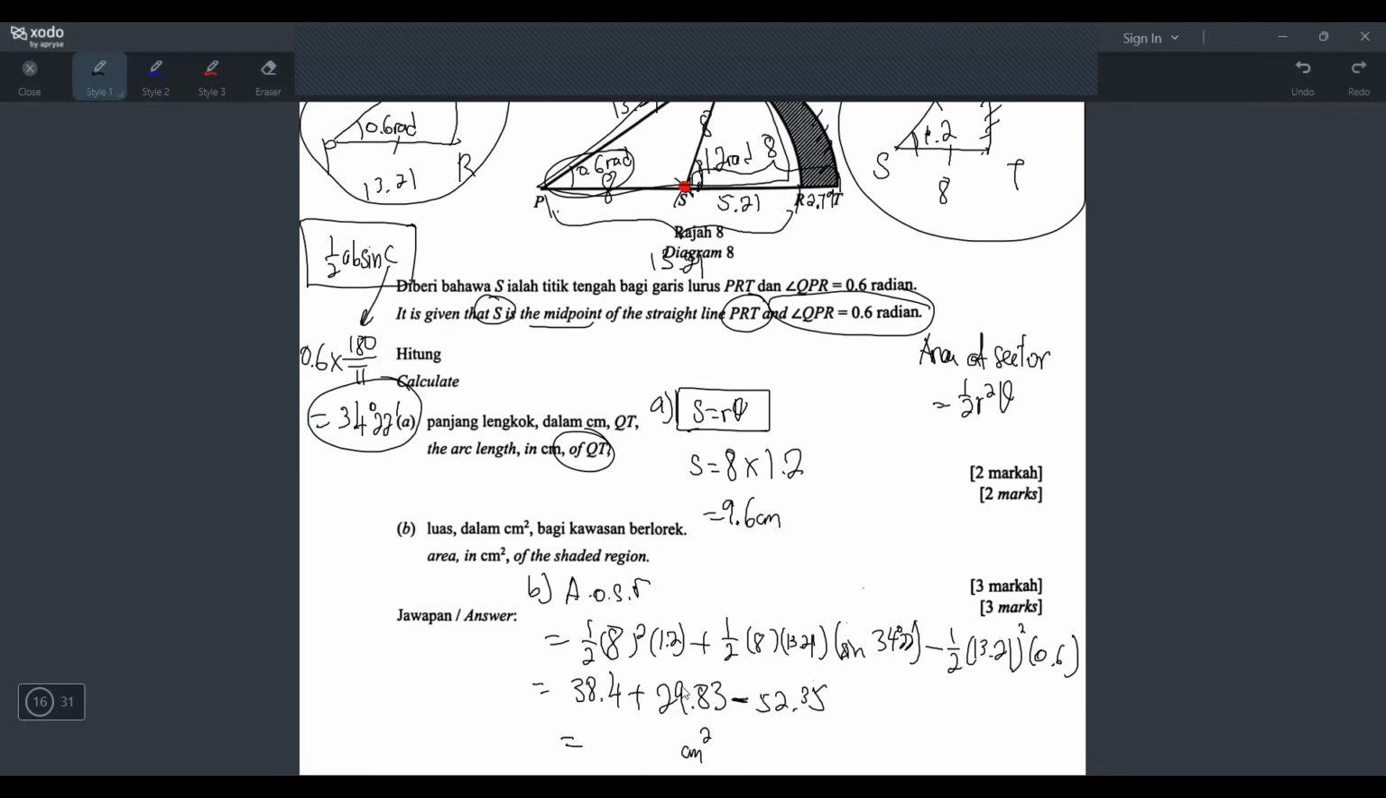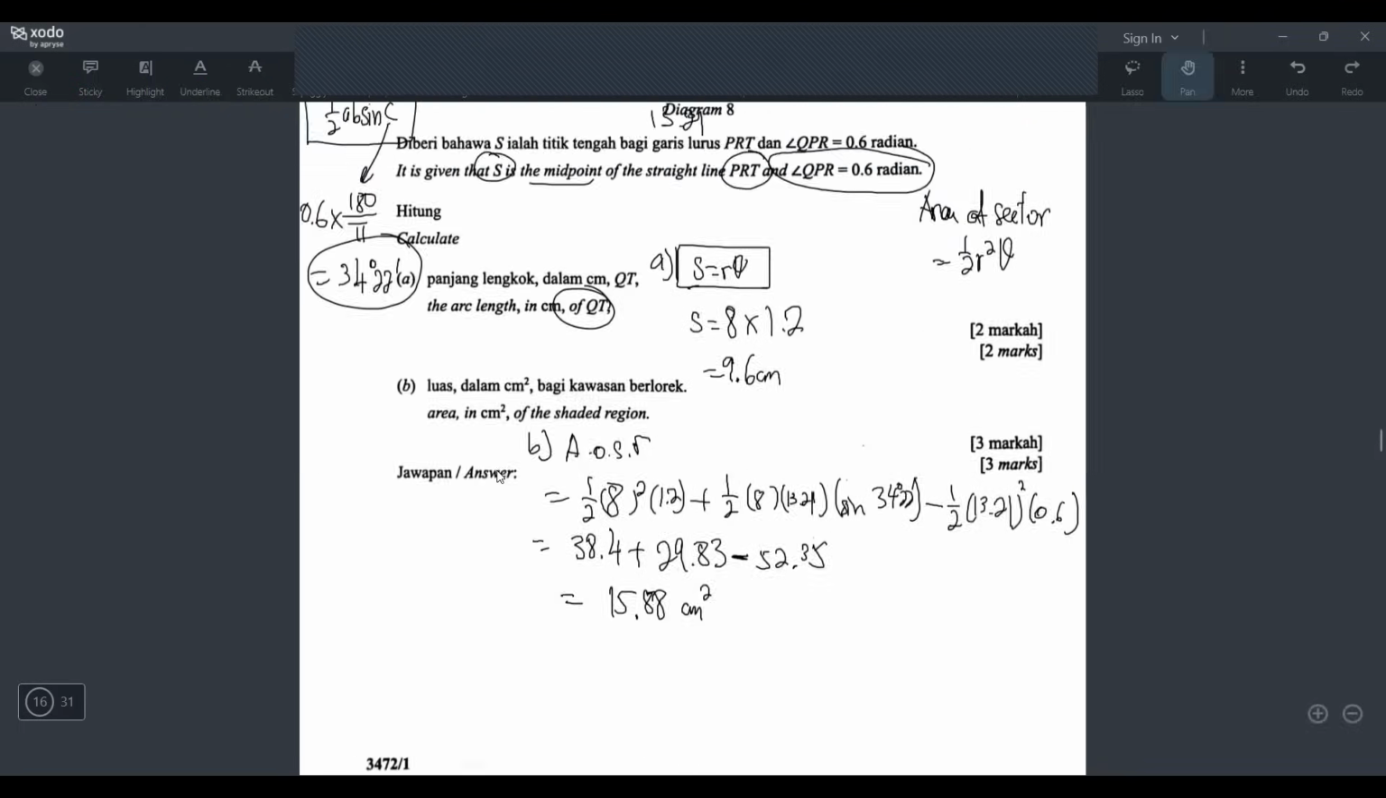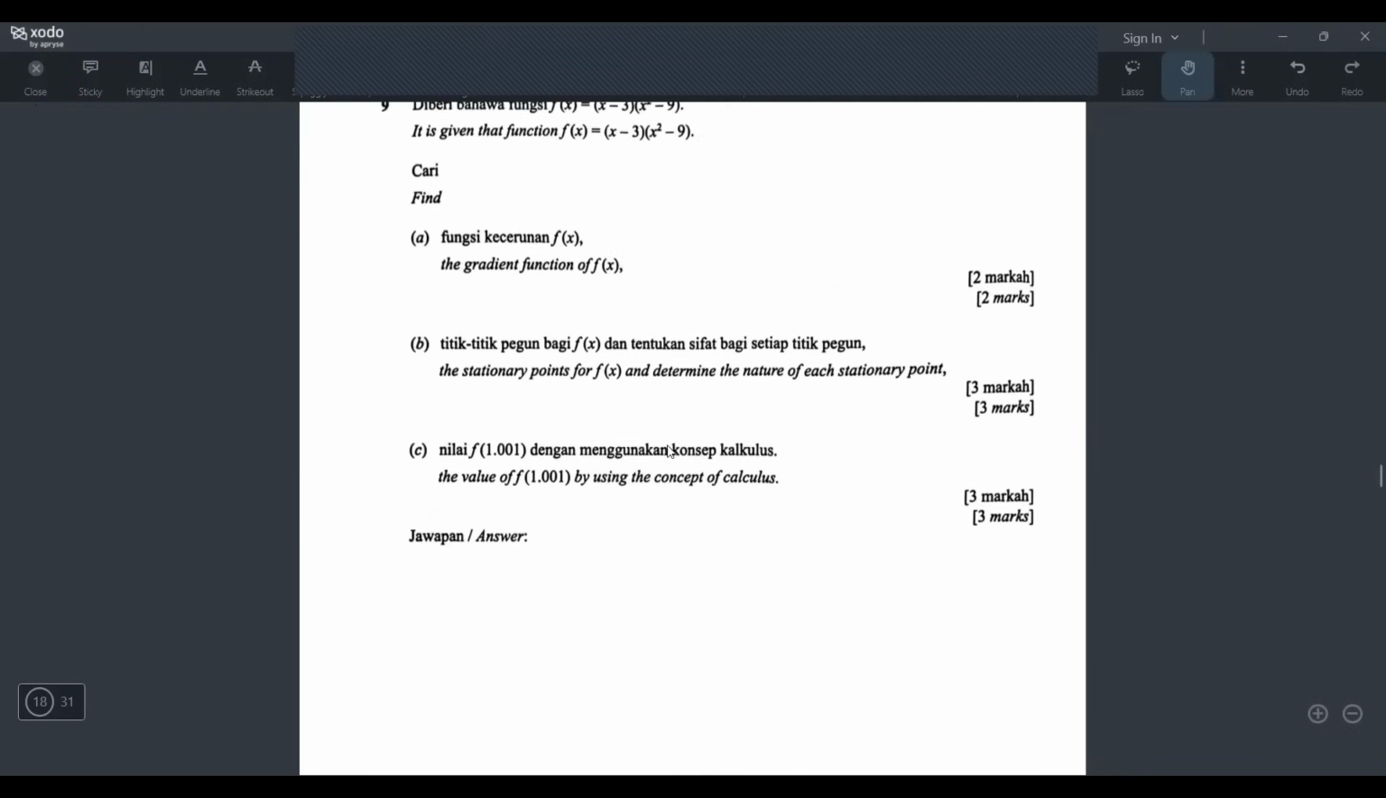Okay, my calculator gives me 15.88. This one is now correct. 15.88 cm square. Okay, sorry, I made a careless mistake. I wrote plus here, but actually it's minus. Alright, so hope you understand. Let's go.